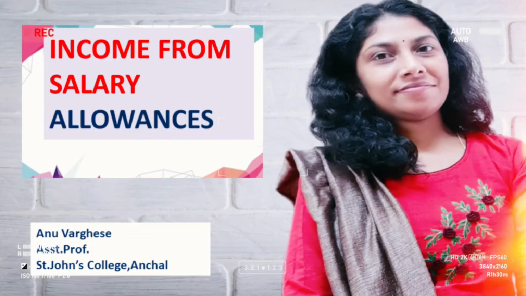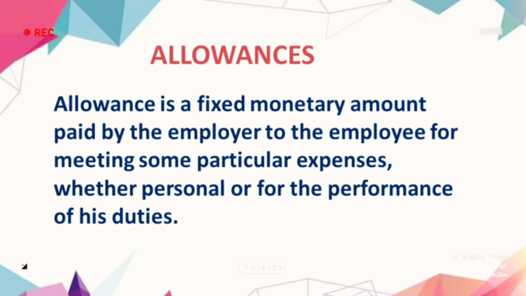Dear students, in the last session we discussed the first head of income, that is salary income, meaning of salary, definition of salary. In this session we are going to discuss allowance. What is allowance? An allowance is a fixed amount of money received by a salaried employee from his employer to meet a particular type of expenditure over and above salary.